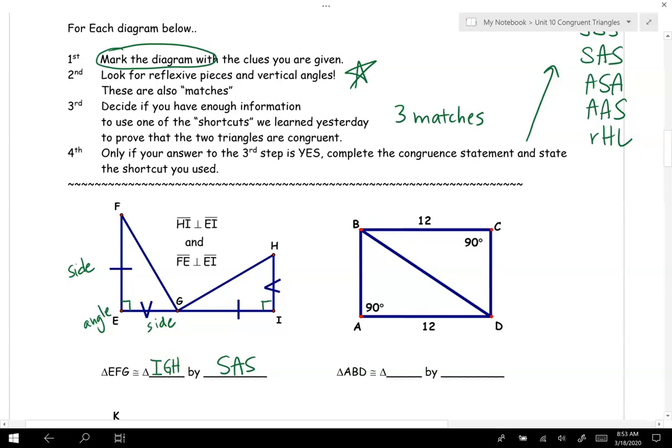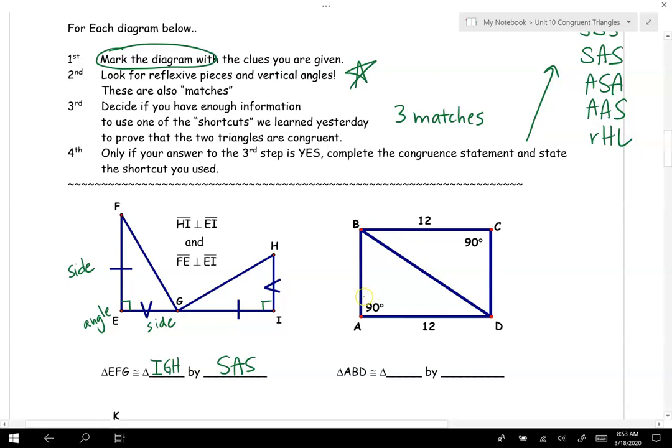Okay? Something to note, just because there's a right angle doesn't mean it's RHL automatically. So if the hypotenuses are not congruent, you can't use it when you have the right angle. Okay? So look at the next example.